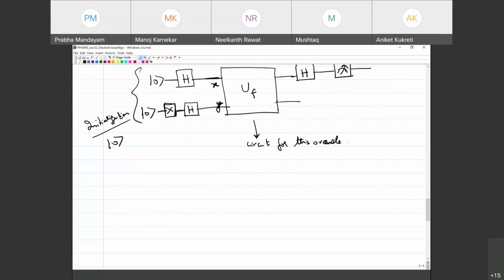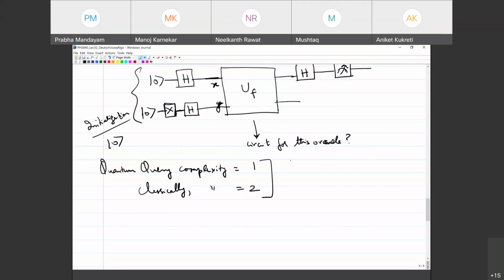Okay, before that, let me just state that the query complexity is 1 in this case, but classically, this is the quantum query complexity. Classically, this is 2. Okay, so it seems like you have made it half as hard in complexity. But next we'll see how it's actually an exponential speed up, right?